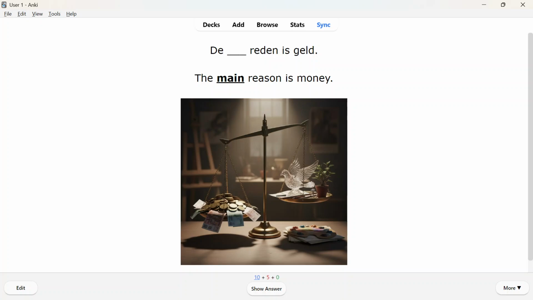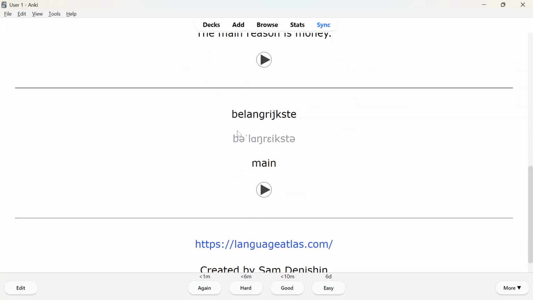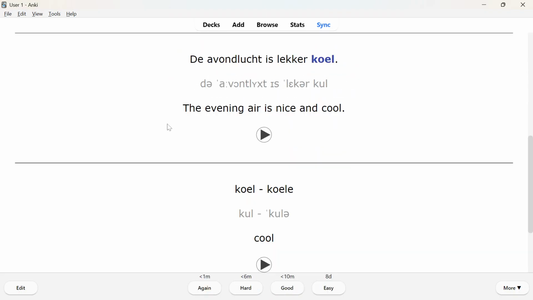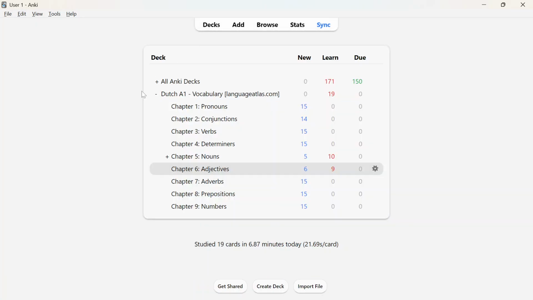The main reason is money. How do you say main? De belangrijkste reden is geld. Belangrijkste. And I could continue like this, but I think you get the picture. More exercises, and then we get to the spelling part that you saw before already.